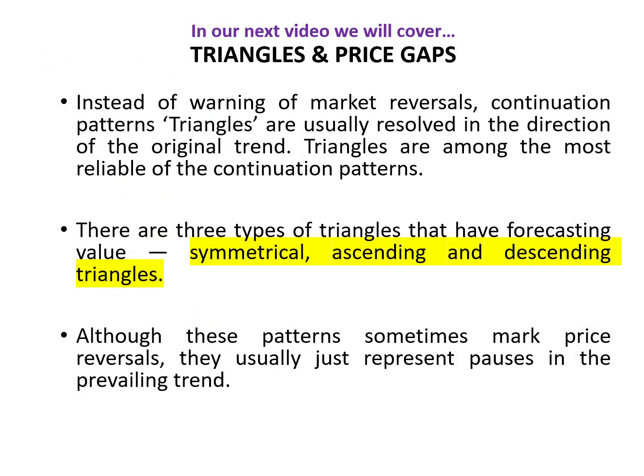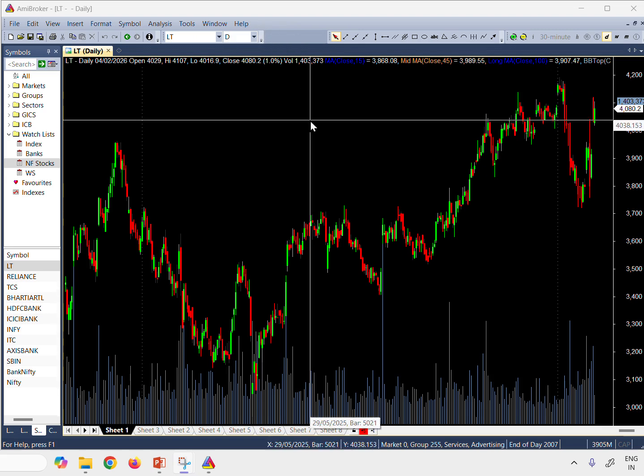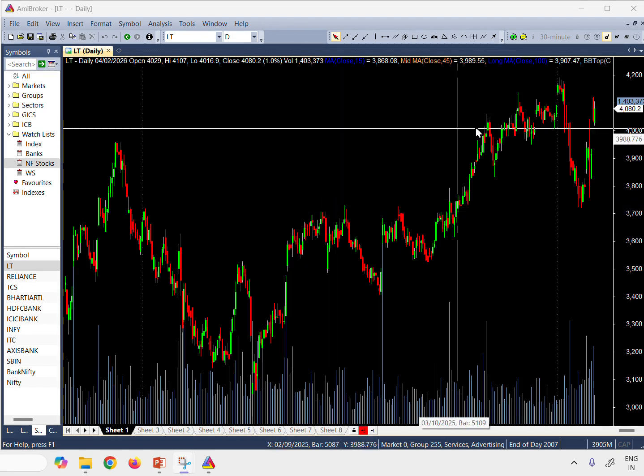I'm stopping here. Today's session was very short because we have only seen these patterns in chart patterns. In our next video, we will cover triangles and price gaps. Before this, we will also see the patterns which are formed in real life, like our NSE and BSE stocks. Here, this is an L&T daily chart updated up to 4th of February, and we can see this is the double top pattern here.